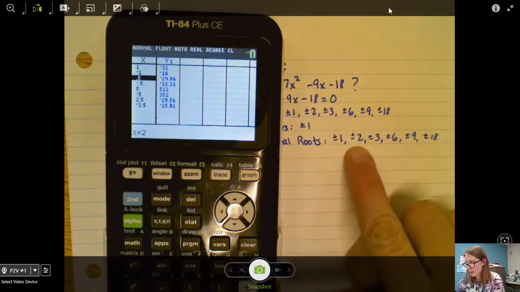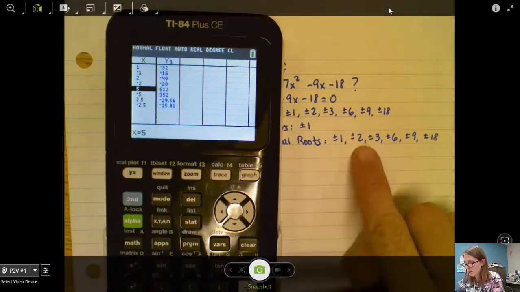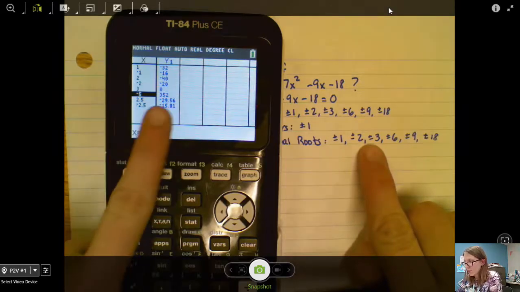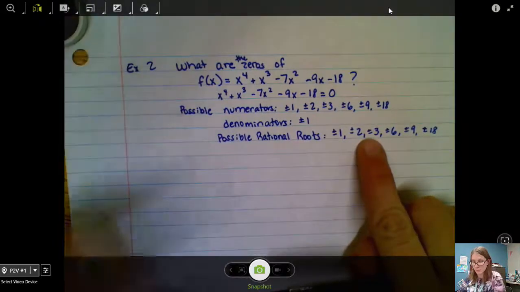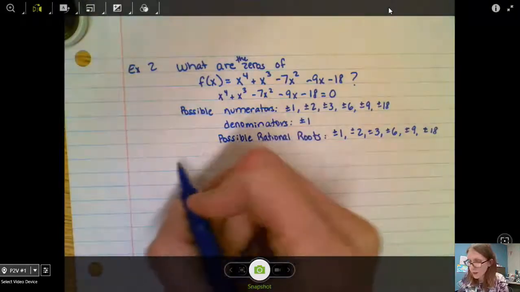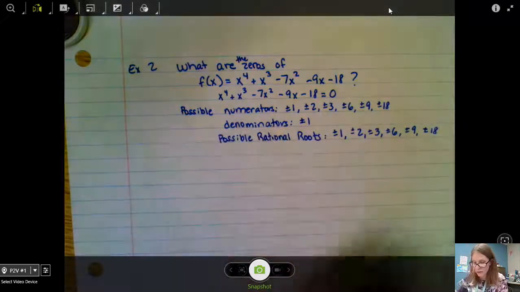-1 doesn't work. 2 doesn't work. -2 doesn't work either, because we get -20. If we do 3, 3 is a root. Good. Okay. I know 3 is a root. So let's do our synthetic division.